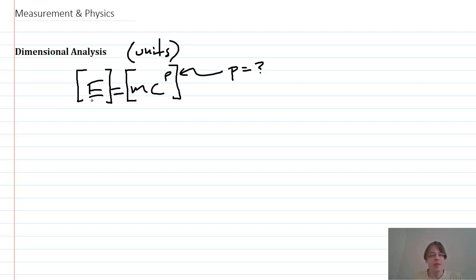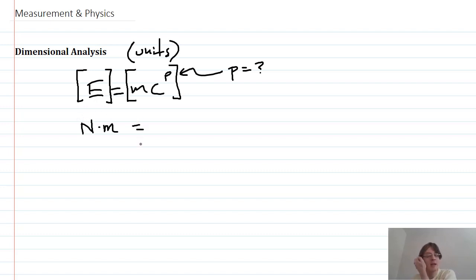Well, one thing we might remember is that energy, that's work, that's force times distance. Okay, so energy is force times distance. That means the units on the left side are newtons multiplied by meters. Careful now, that's not newtons times mass. This is just the units on the left side. So it's force times distance.